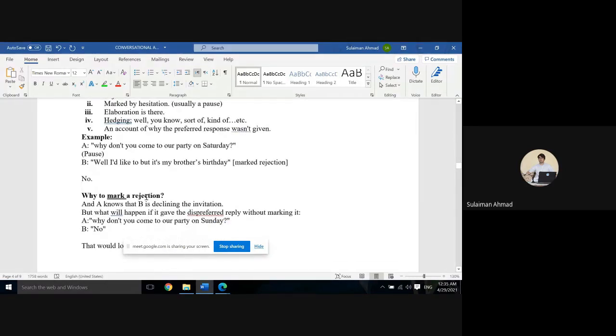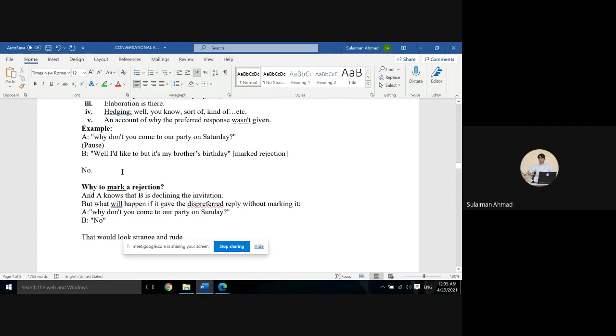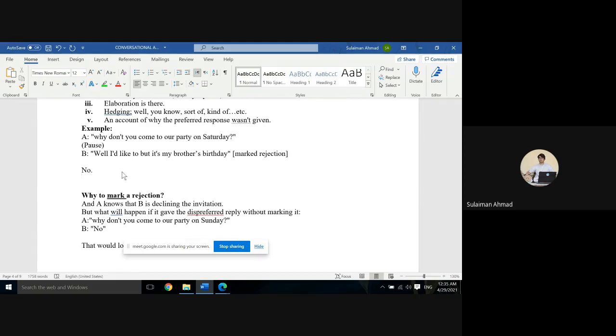We have to mark rejections. Why do we mark rejections? Here are certain reasons, right? Let's suppose if someone invites us for a party, right, or for his or her marriage ceremony, the person asks for us, for example, would you like to come to the party tonight? And we want to come up with a dispreferred response, that is no, but we fail to mark it. If we fail to mark it and we simply say no, like speaker A asks, would you like to come to the party tonight? And we reply no, simply a no. That is unmarked rejection.